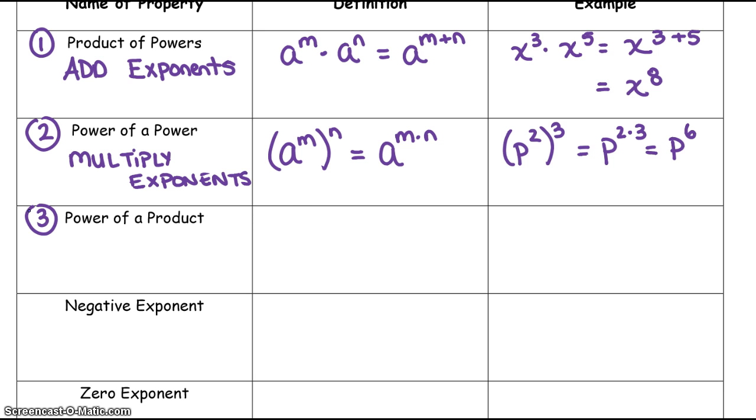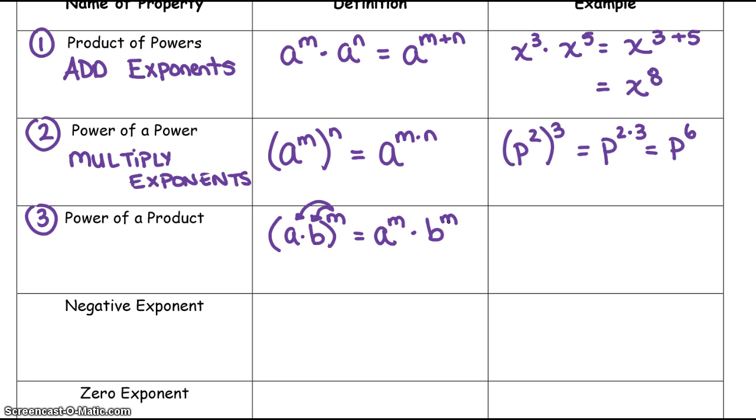Power of a product looks like this. Let's imagine that we have 2 bases, a times b raised to the m power. In that case, what we do is distribute the power of m to both of the bases, ending up with a to the m times b to the m.